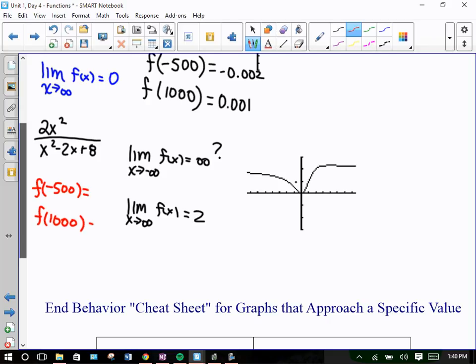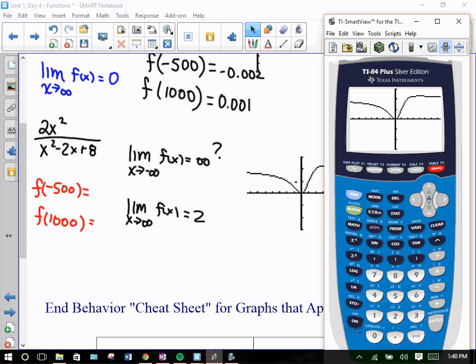Alright. So pull back up our calculator, and we want to figure out the y value for negative 500. So we go to second table set. We go to negative 500. Hit enter, and go to our table. 1.992.